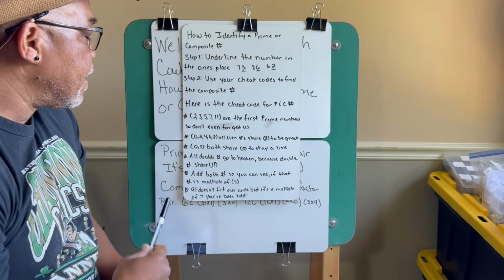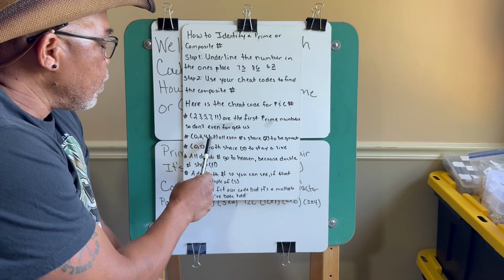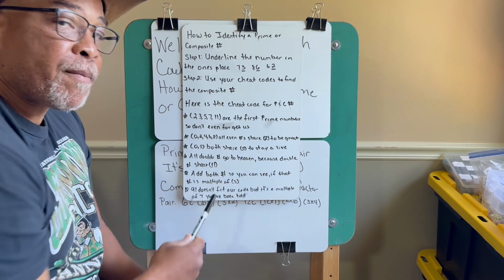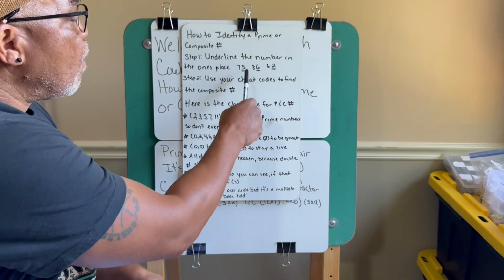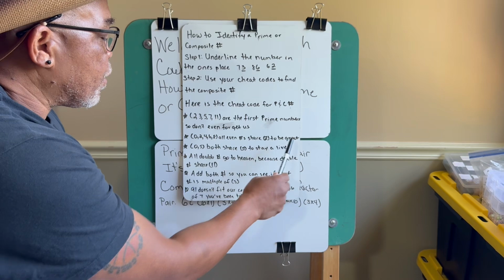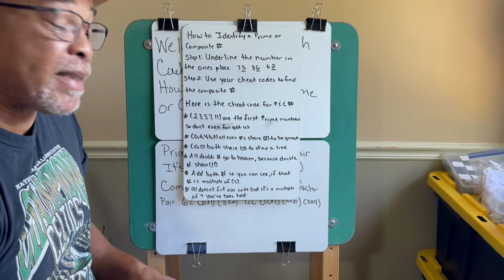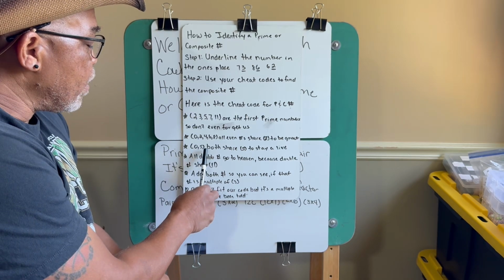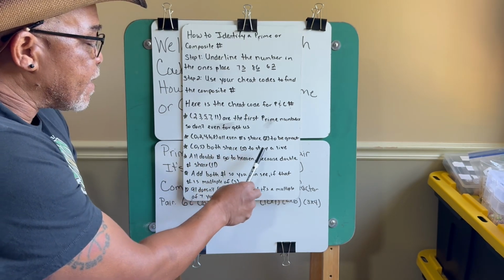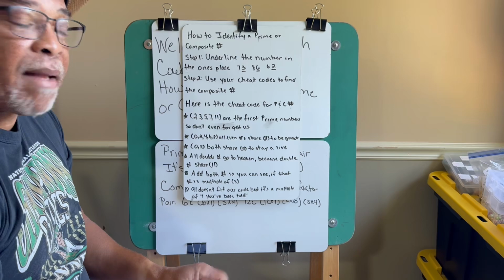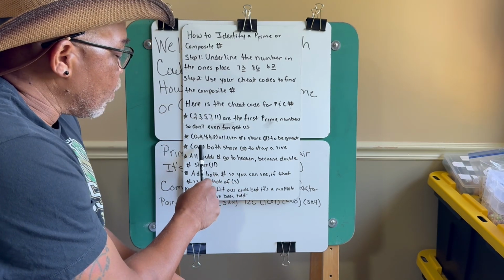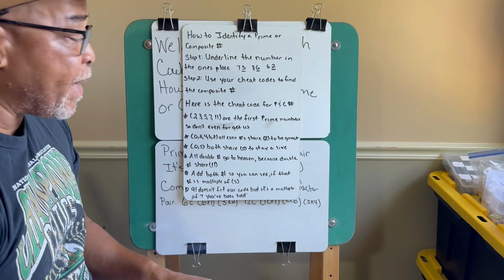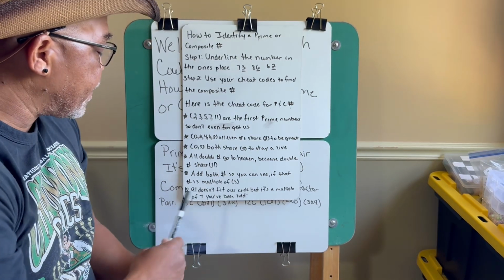The second cheat code: 0, 2, 4, 6, 8, all even numbers share 2 to be great. So if it's an even number in the ones place that shares 2, that makes it a composite. Next cheat code, 0 and 5 both share 5 to stay alive. Any number with a 0 or 5 in the ones place is a composite. We always look in the ones place.